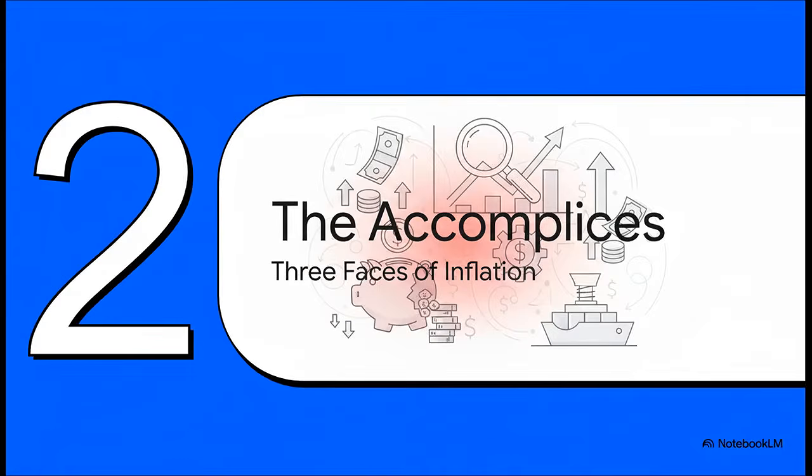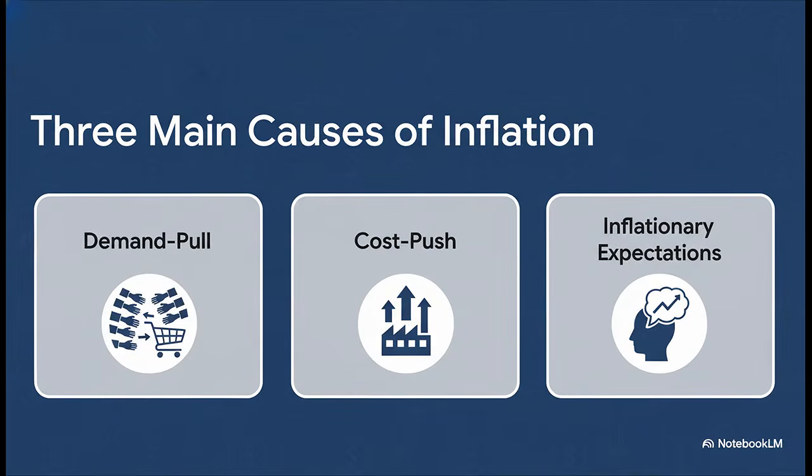So it's pretty clear the money supply is our prime suspect. But in any good mystery, the main culprit almost never acts alone. So now we need to go investigate the accomplices, these other forces that are also helping to push prices up. And it turns out there are really three main accomplices here. The first one is directly tied to our prime suspect. But the other two, well, they bring some new twists to the story. We've got demand pull, cost push, and this really interesting psychological one, inflationary expectations.